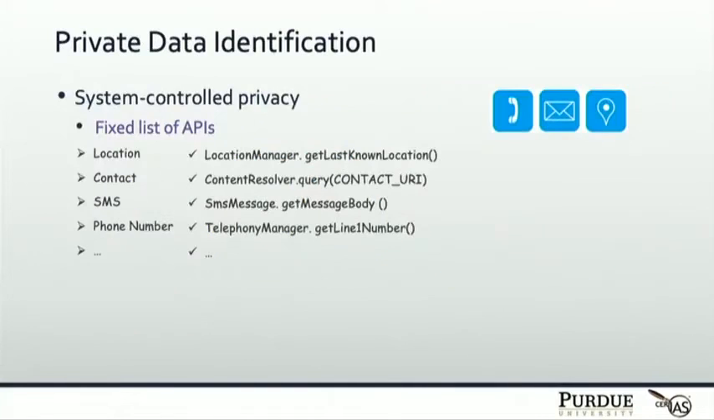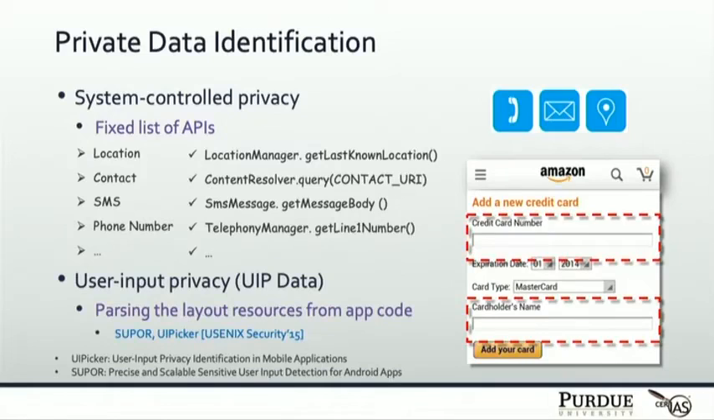So when we are talking about automated privacy leakage analysis, previously, traditional sensitive sources in mobile apps are usually labeled by a set of fixed APIs that refer to system-controlled private data. These include location, contact information, SMS, and phone number. Later, to expand the scope for detecting privacy leakage in a more fine-grained manner, researchers also brought solutions to identify user input data. Basically, they parse the layout resources of mobile applications and identify what kind of input is sensitive.